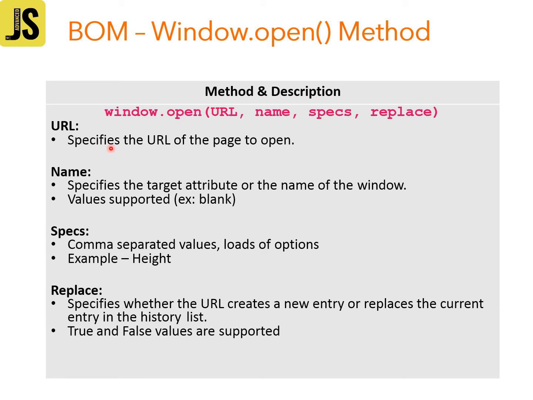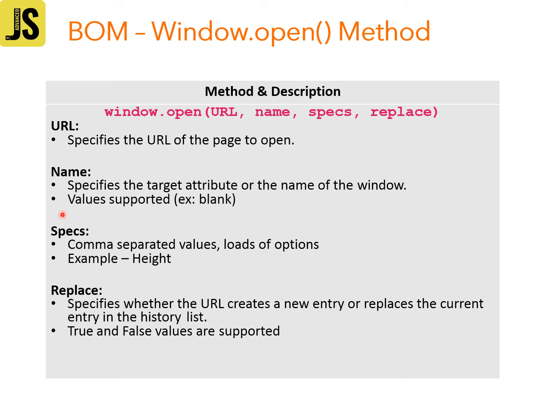The first attribute specifies the URL of the page to be opened. The second argument specifies the name. It specifies the target attribute or the name of the window. A supported value is _blank. If we are not specifying any particular target name, we can use the _blank value. Then specs: comma separated values, loads of options. If we want to specify anything special, that can be specified in the third argument.